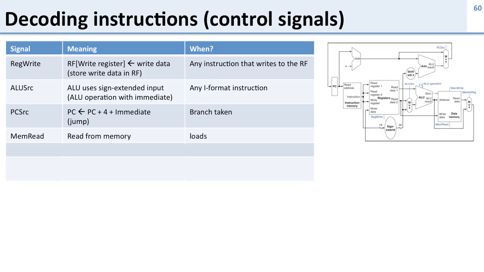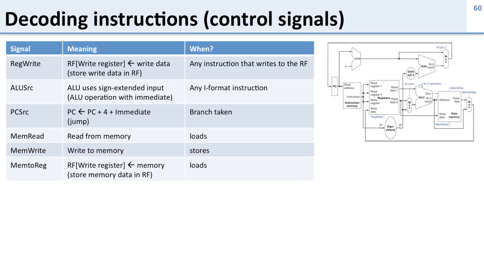How about memory read? Well, obviously this tells us to read from the memory, and the only time we read from the memory is when we're doing a load. So mem read is going to be true on loads. Similarly for mem write, we only write to memory on stores, so mem write will be true for stores. And then mem to reg. This specifies whether we take the memory data or the ALU output and write it into the register file.